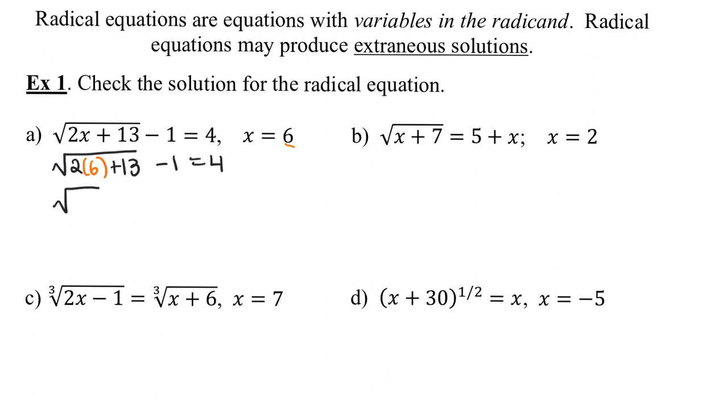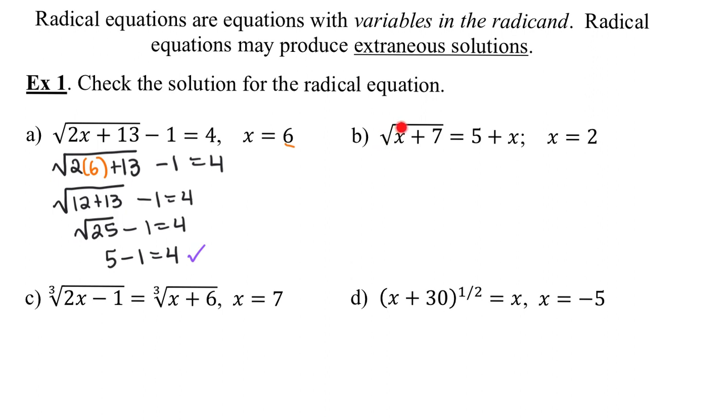I'm going to keep going. What is that? 12 plus 13. 12 plus 13 is the square root of 25. The square root of 25 is 5. And then 5 minus 1 does equal 4. So that's a good answer. Okay, let's try the next one.